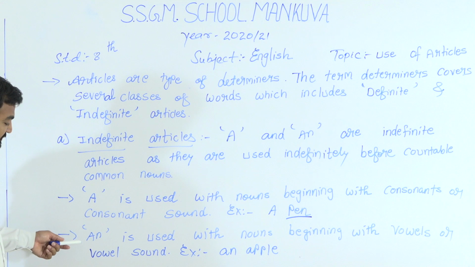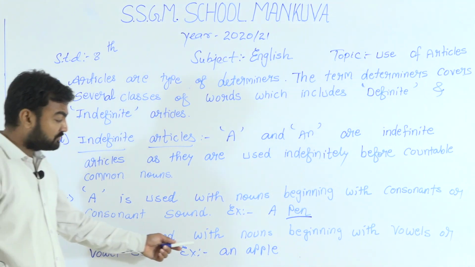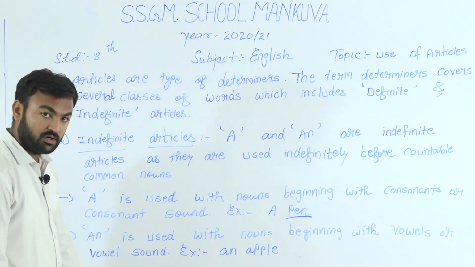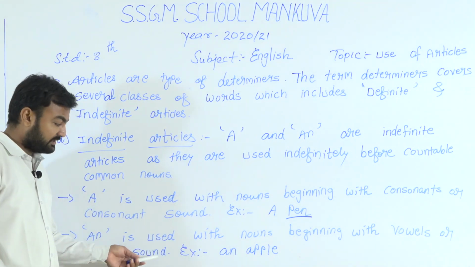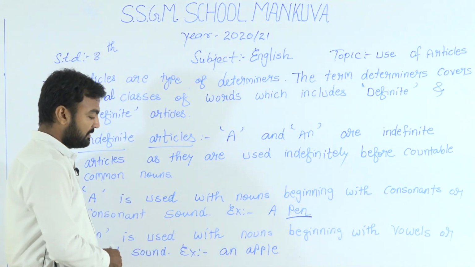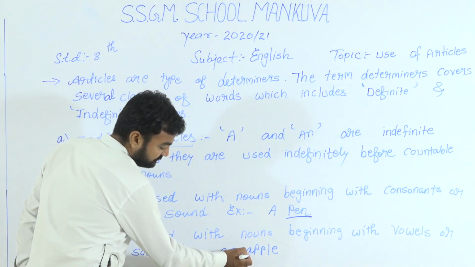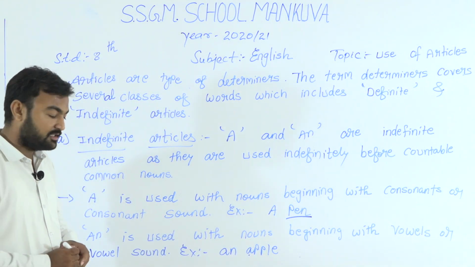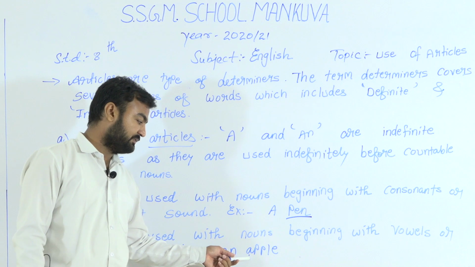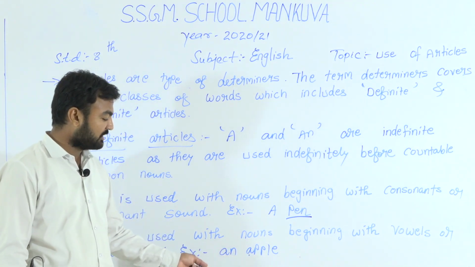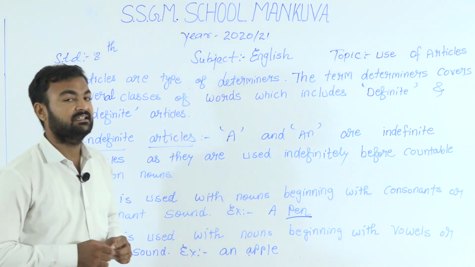Now, moving towards an. An is used with nouns beginning with vowels or vowel sound. For example, an apple. Over here the word apple starts with A. A is a vowel over here. So when the word is beginning with a vowel, at that point of time we use an.